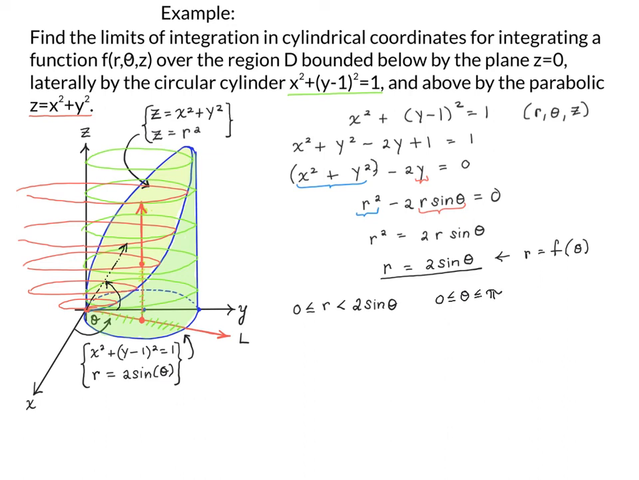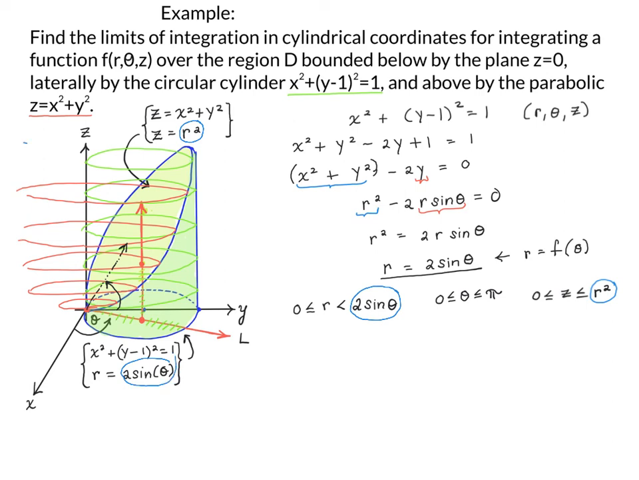And then z will start at 0, and it will reach up to a height of r squared. And what we see here is that the r squared, which is the height that z is approaching, is coming from the equation for z in terms of r, and r reaching a height of 2 sine theta is coming from the equation for r.